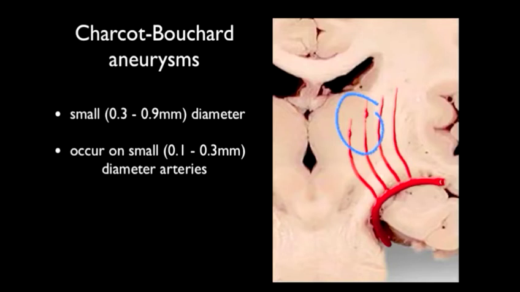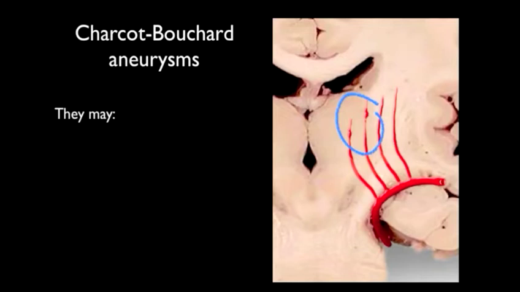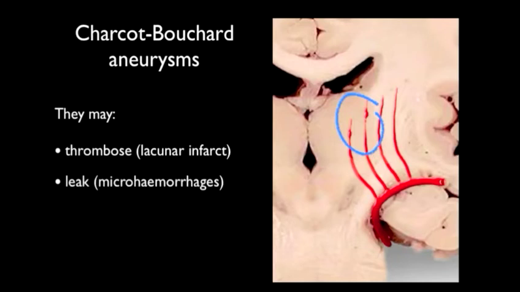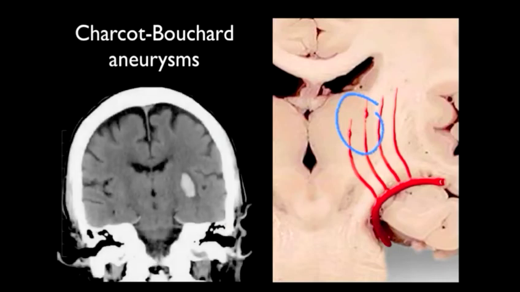The distribution of Charcot-Bouchard aneurysms matches those of hypertensive hemorrhages, with most being found in the lenticulostriate vessels of the basal ganglia. These aneurysms arise as a result of chronic changes within the walls of these perforating vessels, and these vessels can go on to either thrombose, in which case you develop a lacunar infarct. They can leak, resulting in microhemorrhages, or they can rupture, resulting in a true hemorrhage.